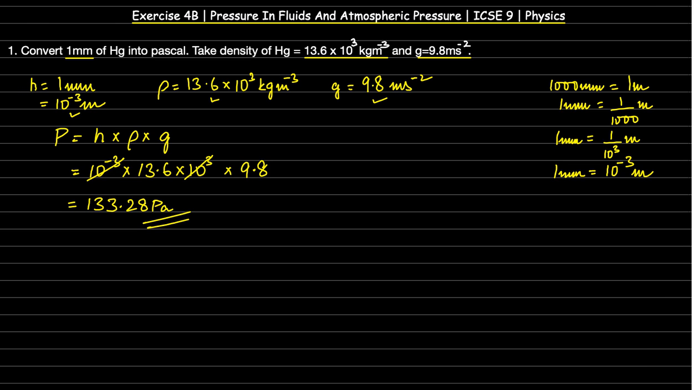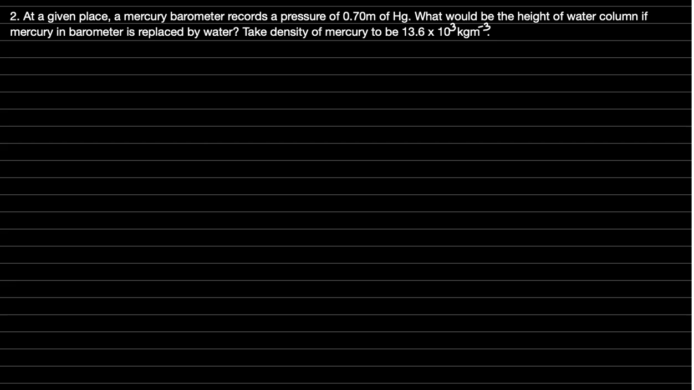Coming to the next question, that is, at a given place, a mercury barometer records a pressure of 0.70 meter of mercury. So what is this? This would be the height because it is given in meters. What would be the height of water column? So we need to find the height of water column if mercury barometer is replaced by water. So it is replaced by water.